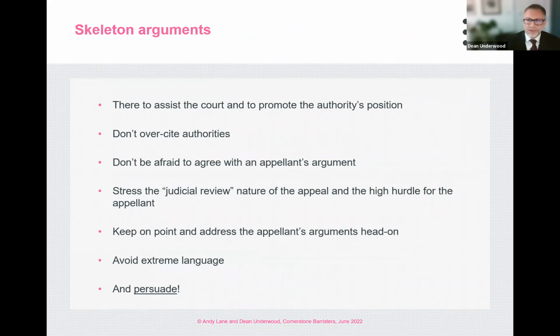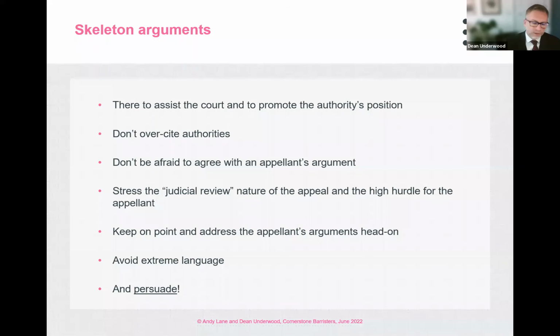And then secondly, just a note about skeleton arguments. Ordinarily, these will be a matter for counsel instructed in the Section 204 appeal, but here are a few pointers to ensure that the skeleton argument really fulfills its essential function, and that is that it's there to assist the court and to promote the local authority's position in response to the appeal. So generally speaking, keeping it, in the same way that one edits the bundle to make sure that it contains only necessary documents, as brief as possible and dealing with only necessary points is key. Don't over-cite authorities. The judge will not thank you for that.